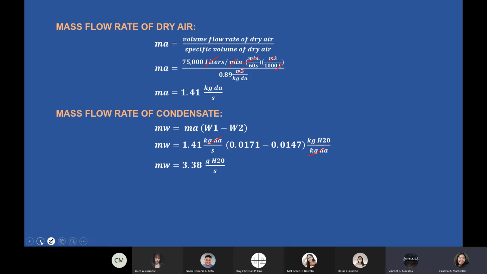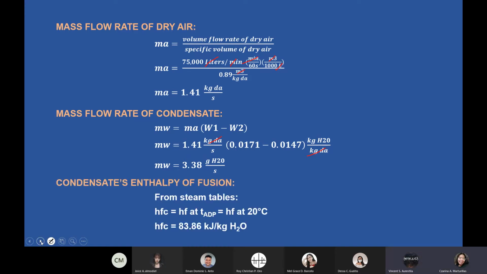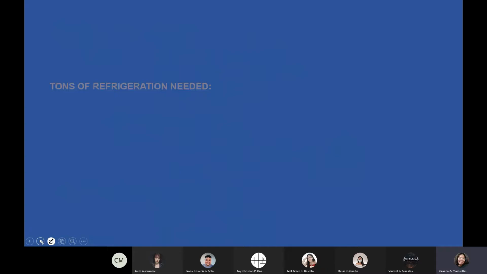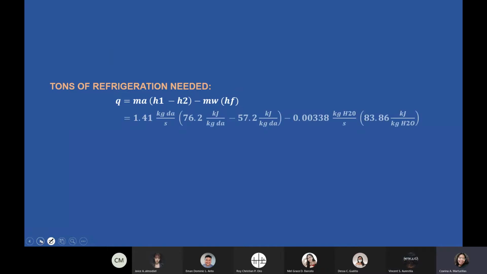So next, we can find the tons of refrigeration of the system. Again, we use the enthalpy of fusion from the steam table, based on the ADP. So hf at 20 degrees Celsius is 83.86 kilojoules per kilogram of water. Finally, we solve the equation for the tons of refrigeration needed. Substituting and working out the units, we get a TOR of 7.53.